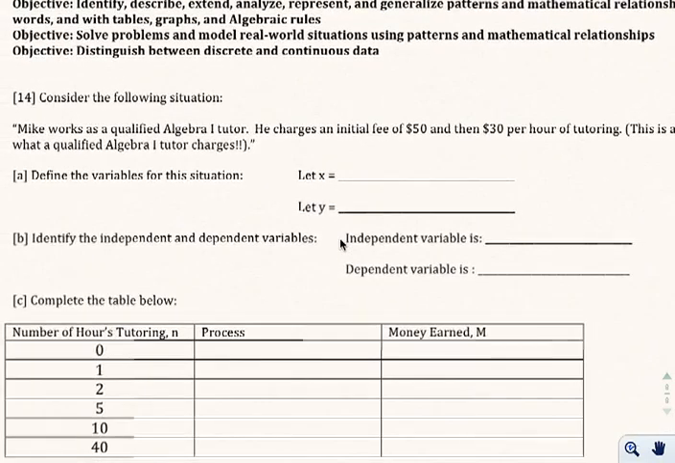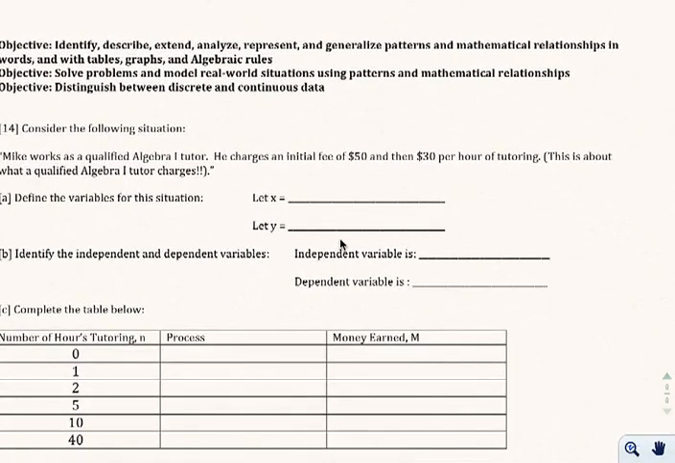But anyway, let's define the variables for the situation. Well, let's see what kind of things we're comparing. Well, I see money here. That's definitely one thing we're comparing, and we're charging per the hour, which has to be the other thing.